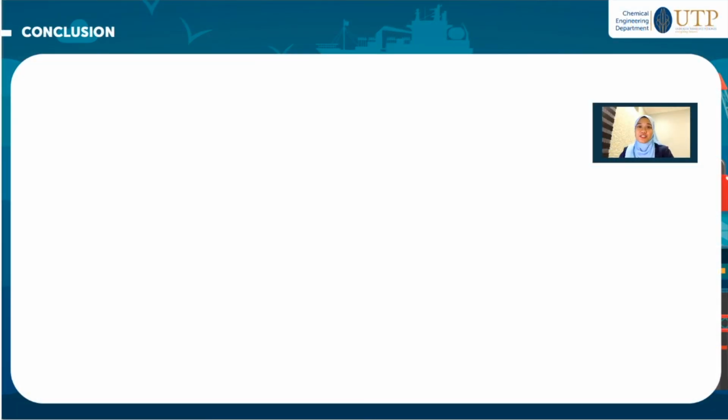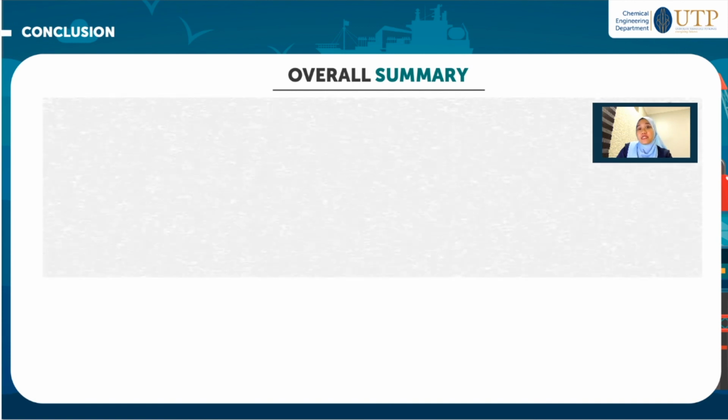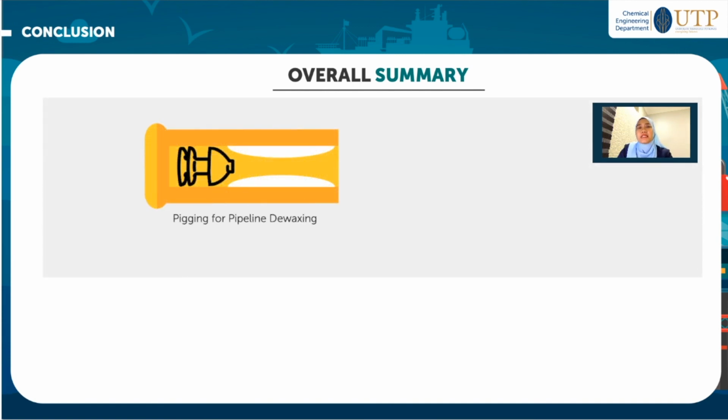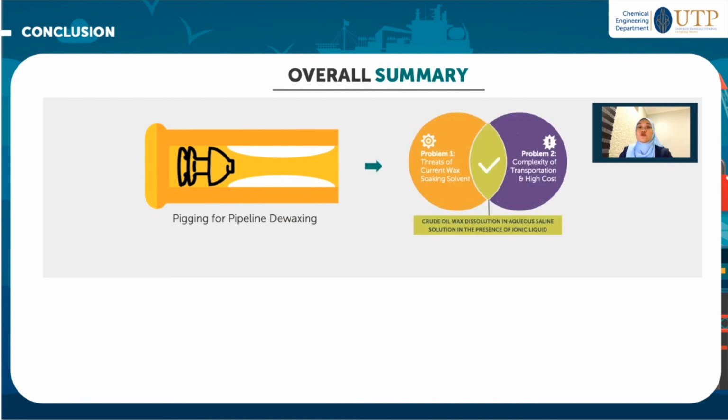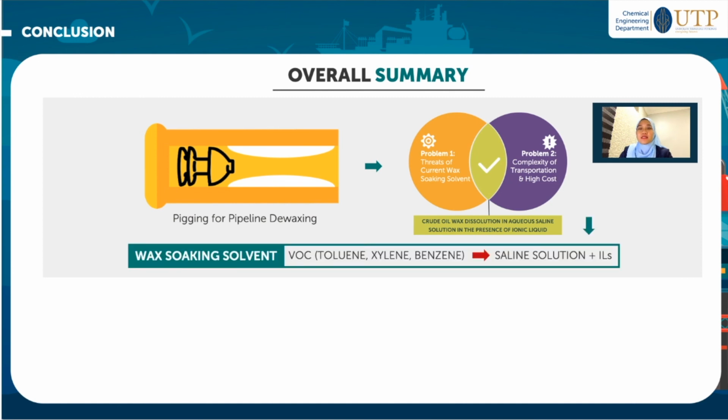As for conclusion, I would like to give the overall summary for my presentation. Firstly, I have emphasized how pigging for pipeline dewaxing is crucial to avoid pipeline blockage. And because the wax is very hard, a wax-soaking solvent containing benzene, toluene, and xylene is used. However, the solvent leads to two major problems. Thus, this project proposed the replacement of the current wax-soaking solvent with saline solution, which is seawater, with ionic liquid.